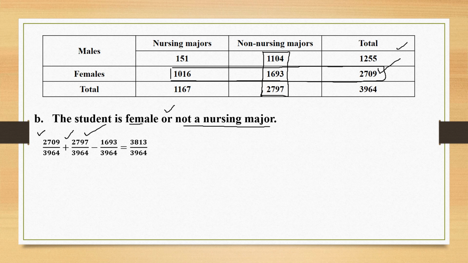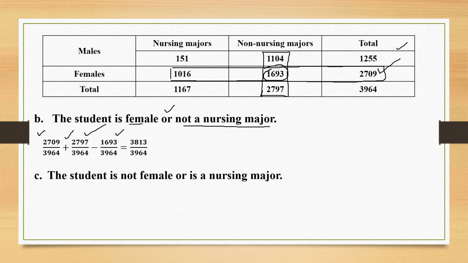2797. I wrote it down here, and then if you see, my dear student, this number is common, 1697 is common to both the female students and the non-nursing major. So now we will subtract it from the sum, so the answer will become 3813.